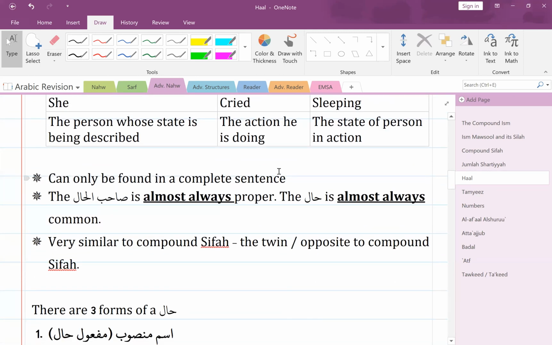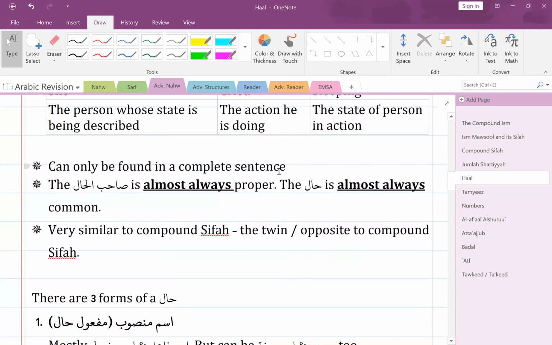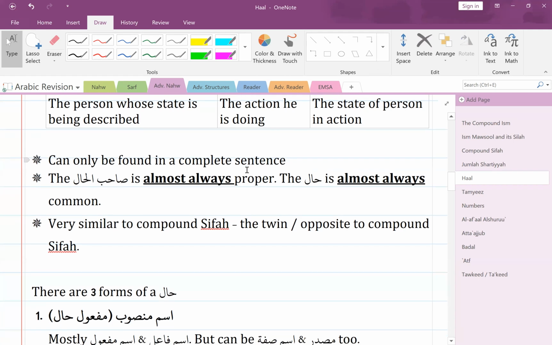Now, we said it can only come after or can be found after a complete sentence, and it's important to understand what a complete sentence in Arabic is. It might not be the same thing as in English. So that's also important to keep in mind. When we say complete sentence, we mean a sentence that makes sense. Okay, a sentence that is complete in a sense that it makes sense.